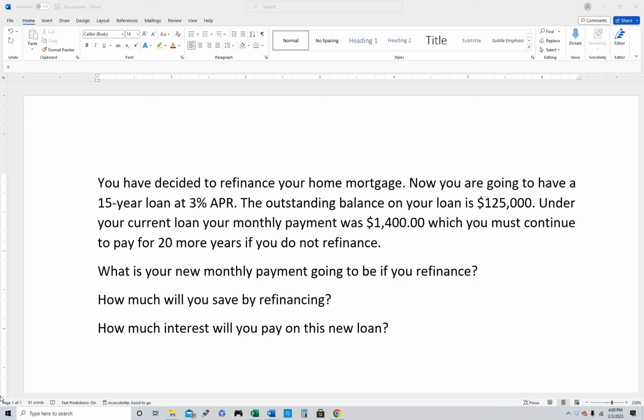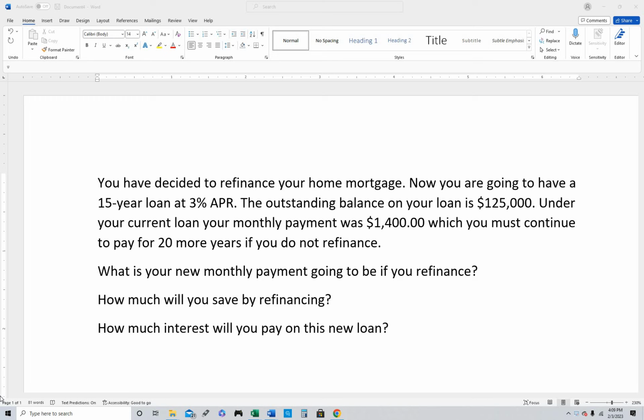You have decided to refinance your home mortgage. Now you're going to have a 15-year loan at 3% APR. The outstanding balance on your loan is $125,000.